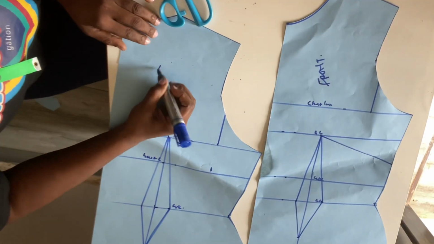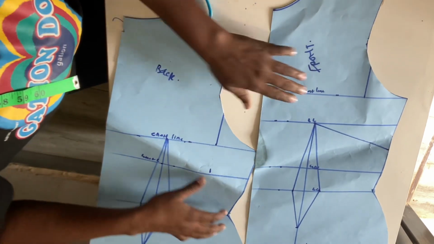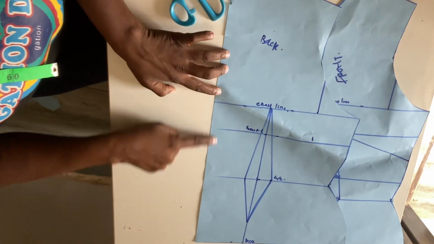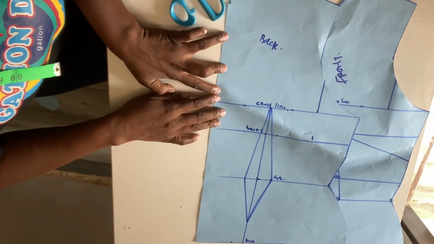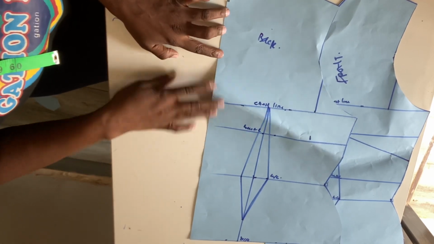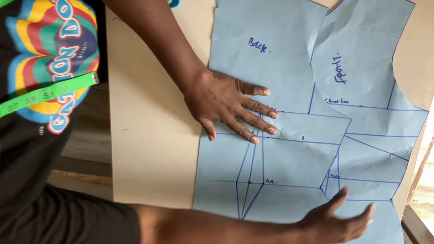So this is the back pattern and this is the front pattern. You can see that at the back pattern I didn't add any zip allowance here. The reason is because I'm using this for a corset. So if you want to sew a cloth that will have a zip, you can go ahead and add your zipper allowance.